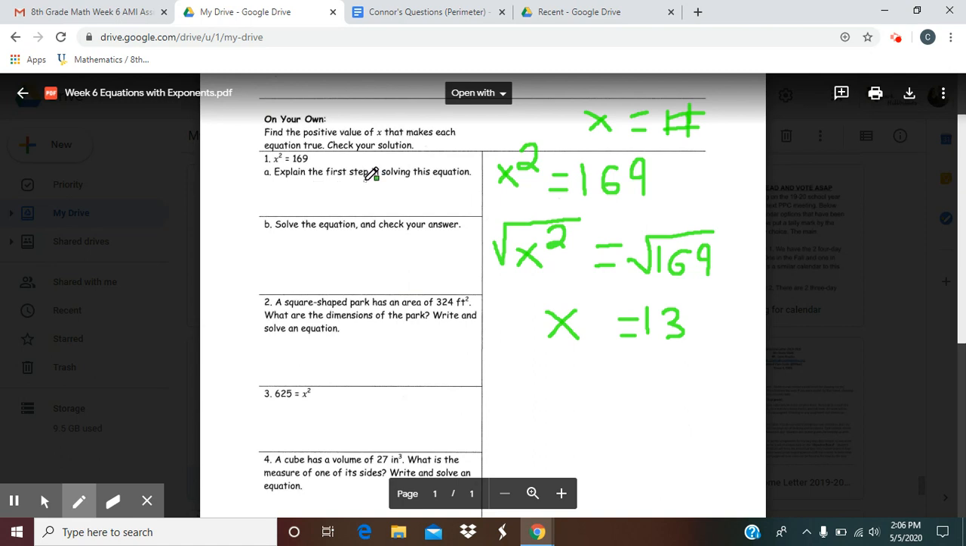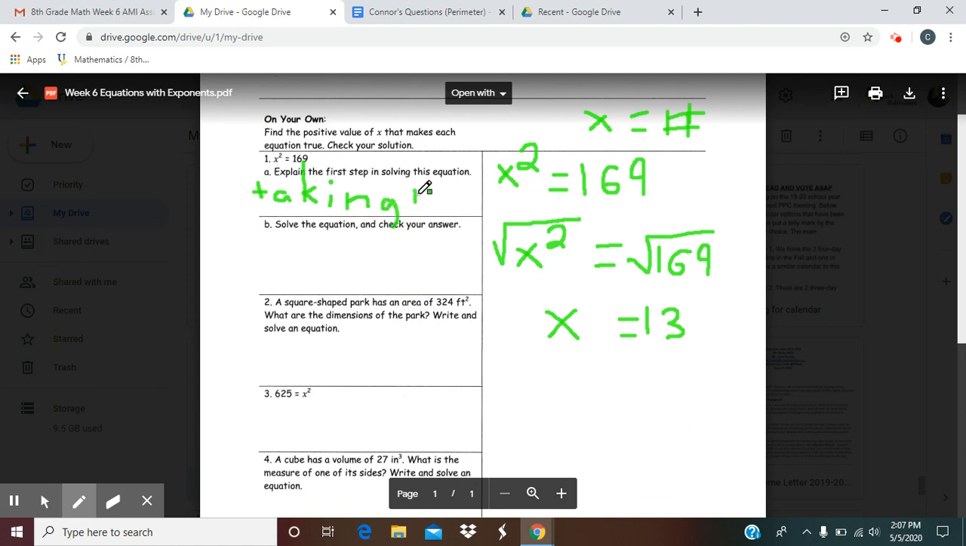So the first step over here, it wanted us to write what the first step was in solving, and that was taking the square root of both sides. I'm just going to write taking root. Oh, sorry. And then we'll take a look at part B. Part B said to solve the equation and check your answer.